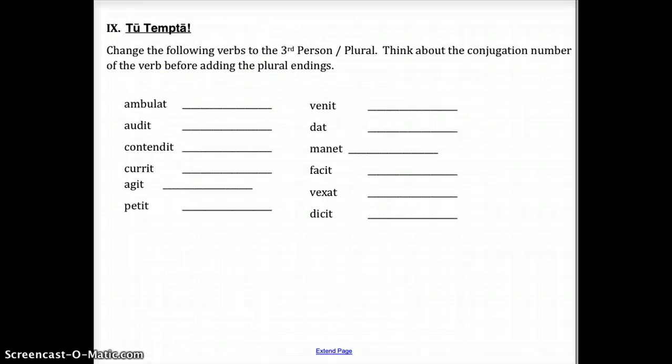All right, finally, try changing these following verbs to the third person plural, right? They're now third person singular, he, she, or it. And think about the conjugation number of the verb before you add those endings. Okay, that's about it for plurals.